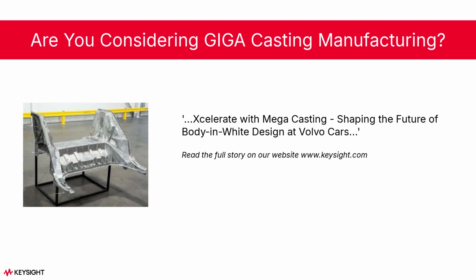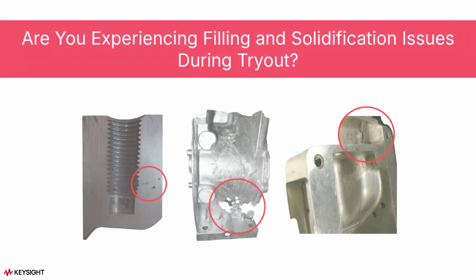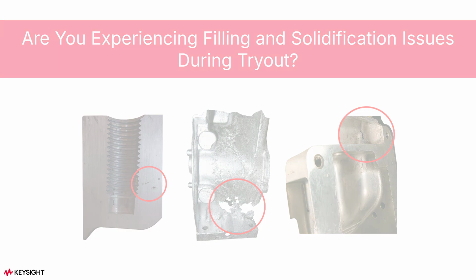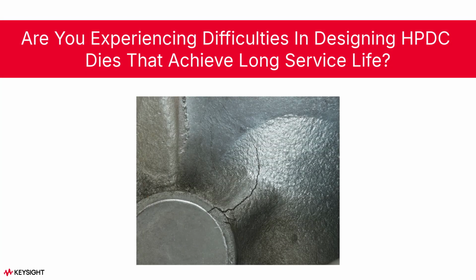Do you share the same ambition as Tesla, Toyota, Volvo, BYD, and many others to accelerate the use of mega or giga casting components in your vehicles? Or are you still struggling with filling and solidification issues during tryout? Are your castings often going out of tolerance? Or are you experiencing unexpected short die life?